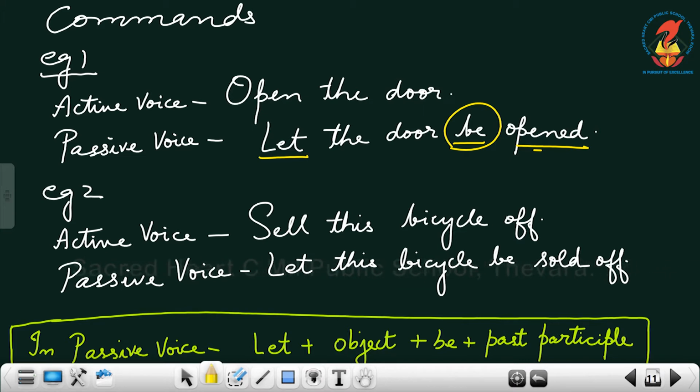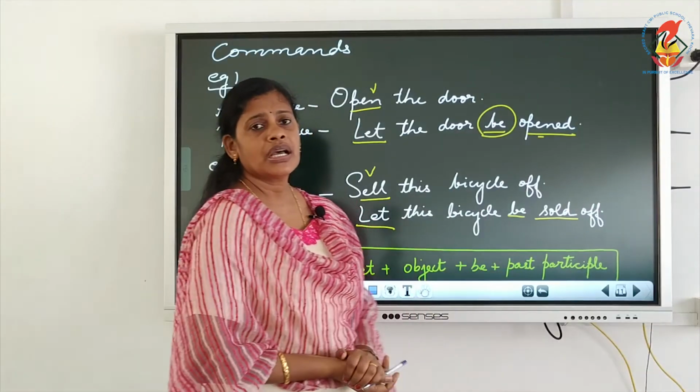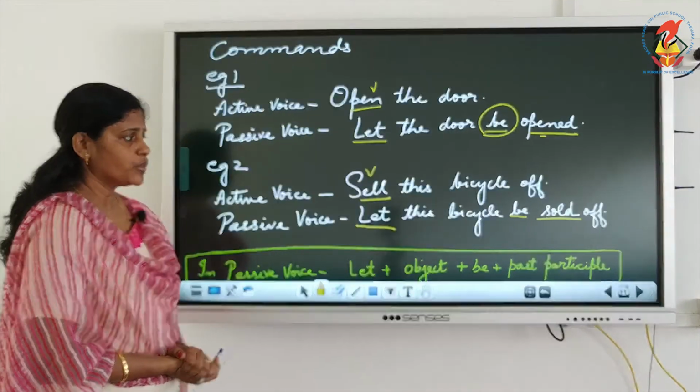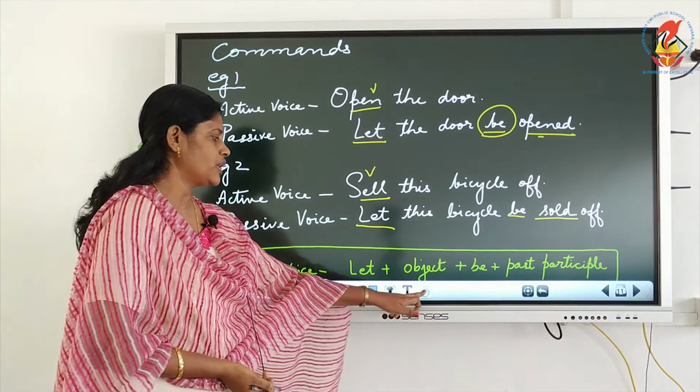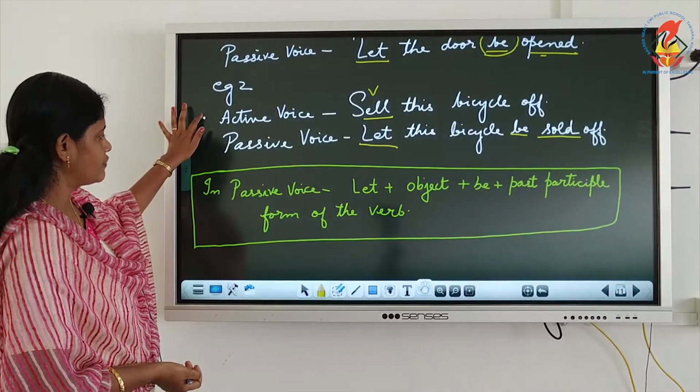The second one is "Sell this bicycle off." Again we start with let: "Let this bicycle be sold off." So sell is the verb. Here, open was the verb, and we have taken the past participle form and added an extra word, be. So what is the rule when you convert commands into passive voice?